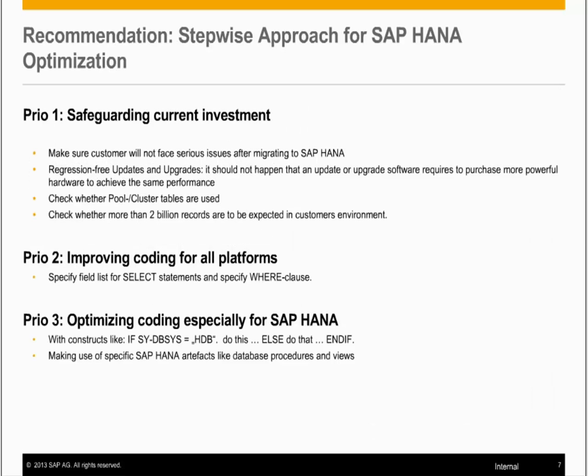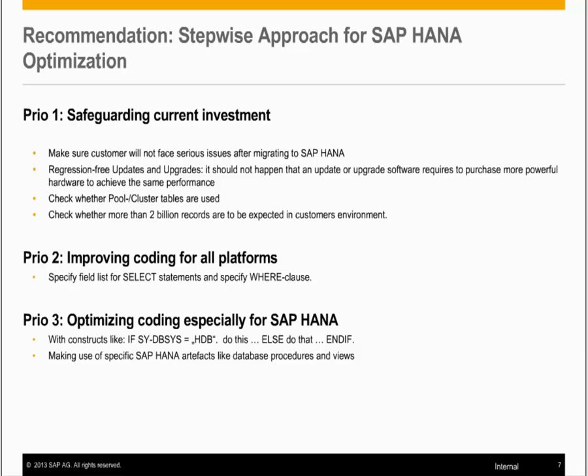Okay, if you are looking to move your existing ABAP add-on to SAP HANA, we would recommend a stepwise approach. The first step, or the highest priority, would be that you safeguard your current investment. That means, of course, that your ABAP add-on will still be working after a migration to SAP HANA, so functionally correct, and ideally, you will not see any performance regression.